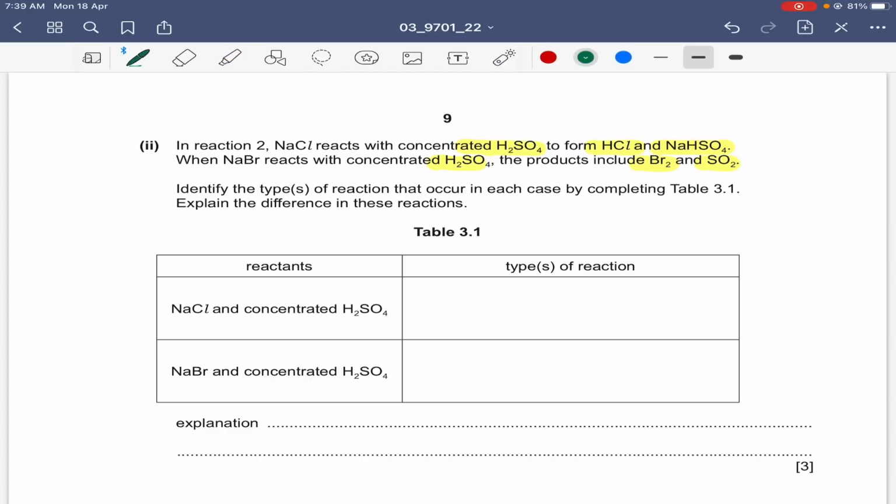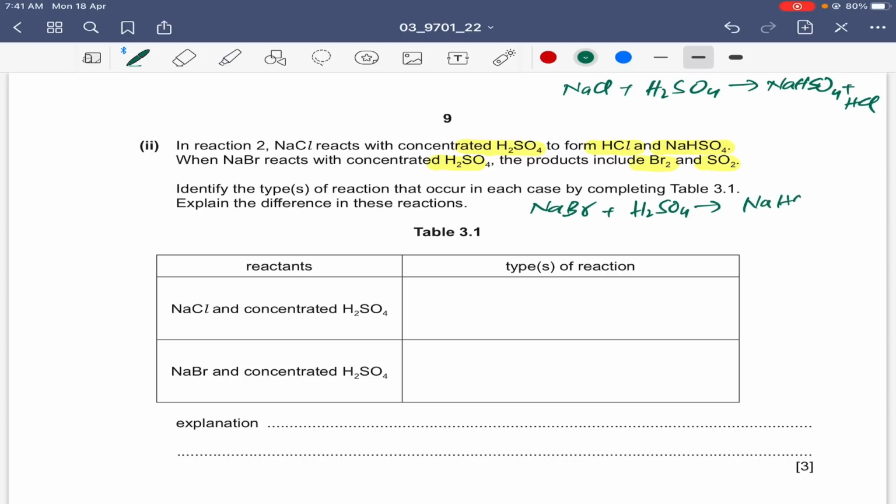Right, so they are saying that when NaCl reacts with H2SO4, the products are NaHSO4 plus HCl. But when NaBr reacts with H2SO4, we get NaHSO4 plus HBr. And this HBr is less thermally stable as compared to HCl, right?